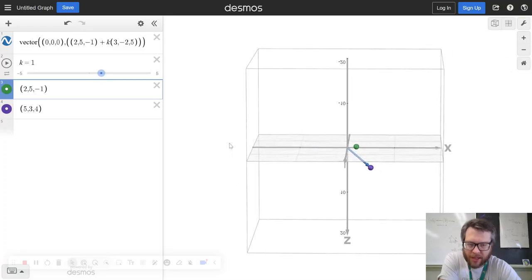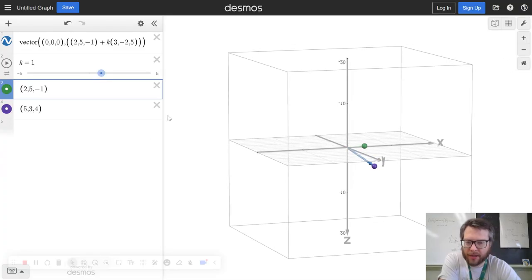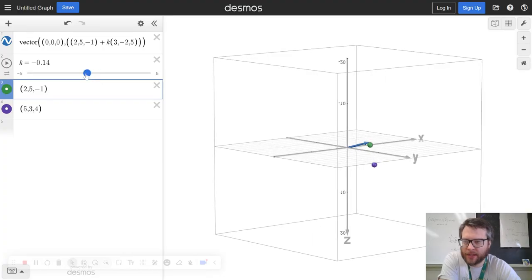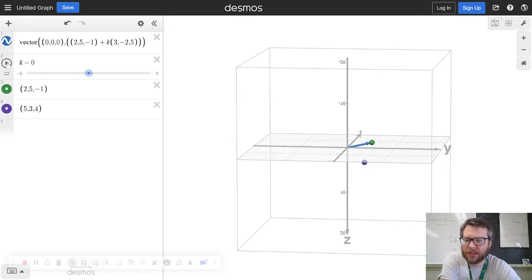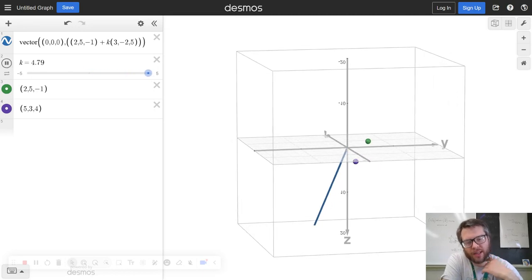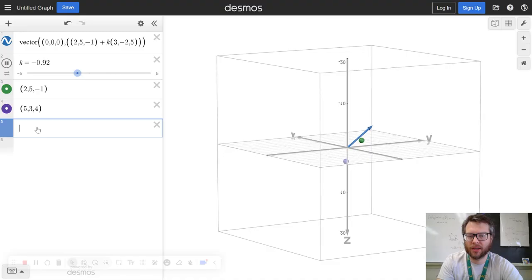And I put a slider of k, and you can see that when k is equal to 1, my vector touches the purple dot. When k is equal to 0, my vector touches the green dot. And if I let k just vary back and forth, that touches all the points that are along a line.